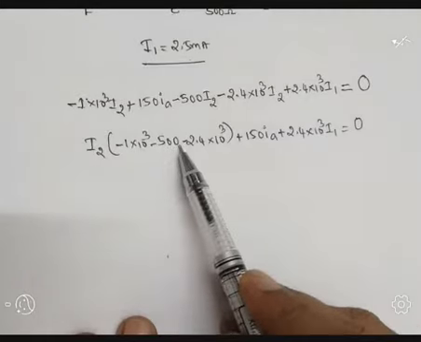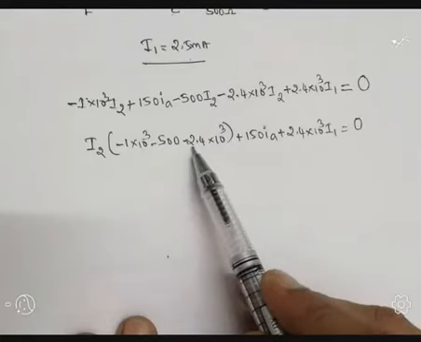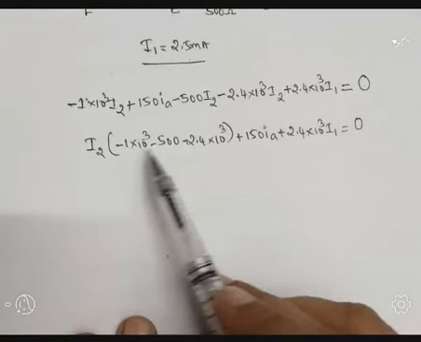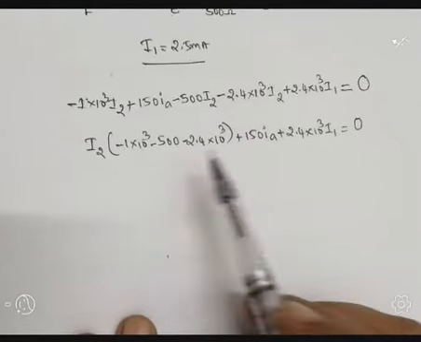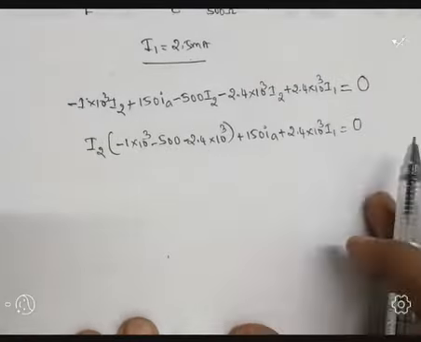Minus 2.4 into 10 to the power 3 means it is minus 2400. So all are minus: minus 1000, minus 500, minus 2400. So what is the answer? How much are you getting? Minus 3,900.